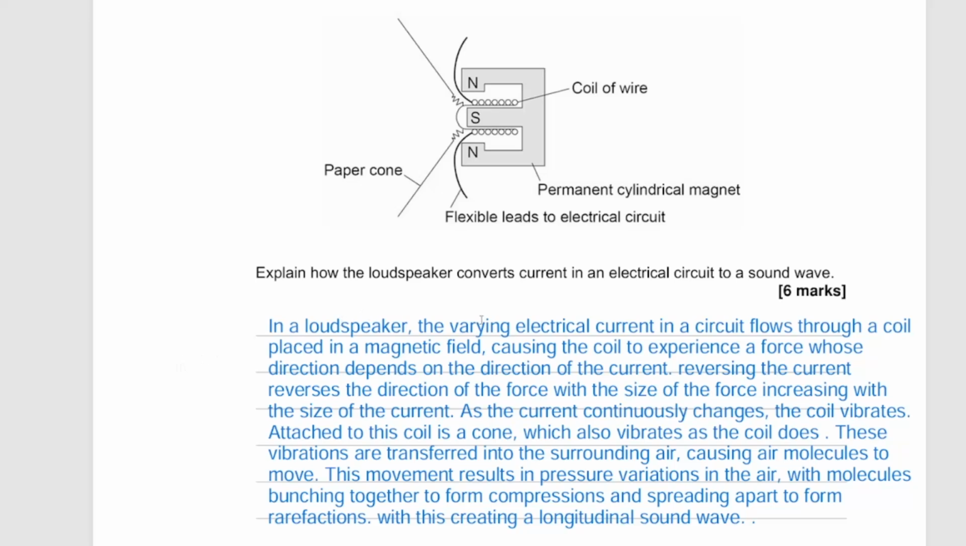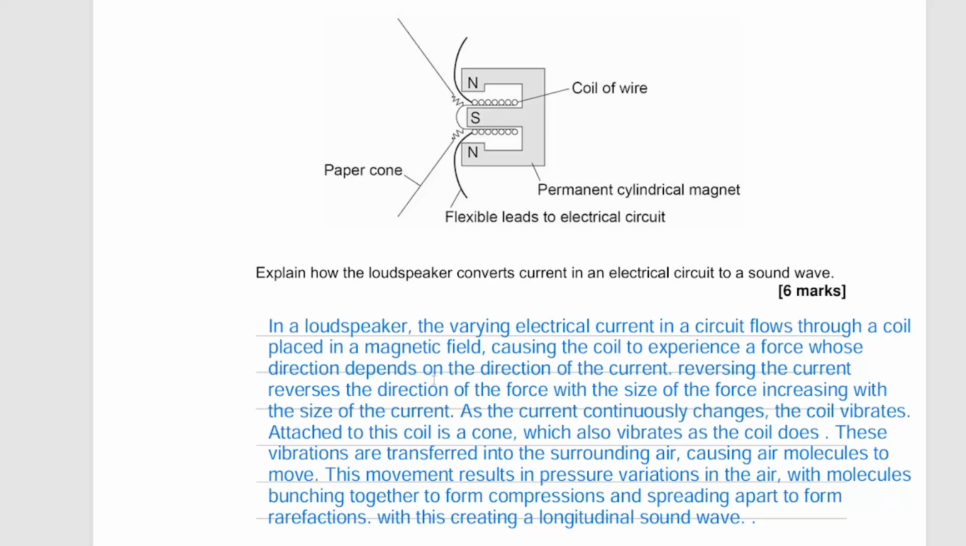In a loudspeaker, the varying electrical current in a circuit flows through a coil placed in a magnetic field, causing the coil to experience a force whose direction depends on the direction of the current. Reversing the current reverses the direction of the force, with the size of the force increasing with the size of the current. Right, there's meant to be a full stop. As the current continuously changes, the coil vibrates.